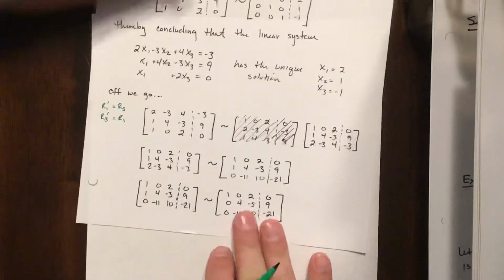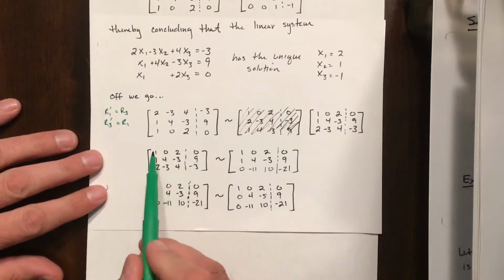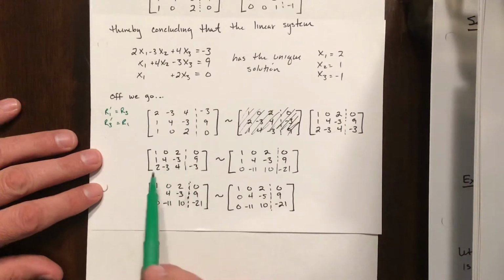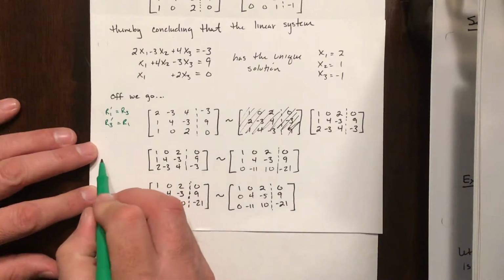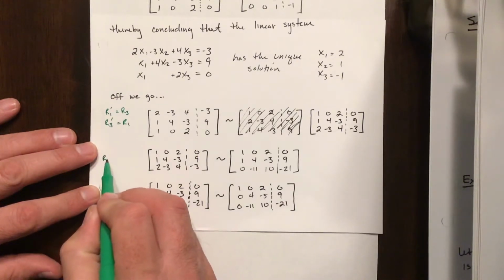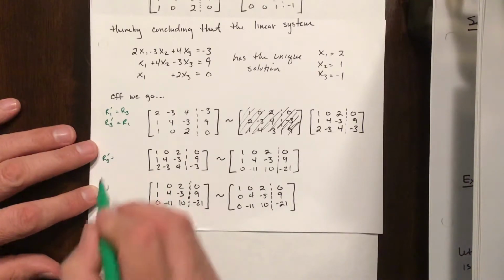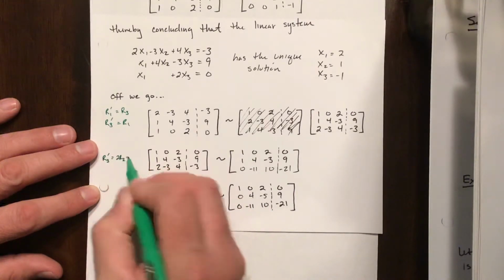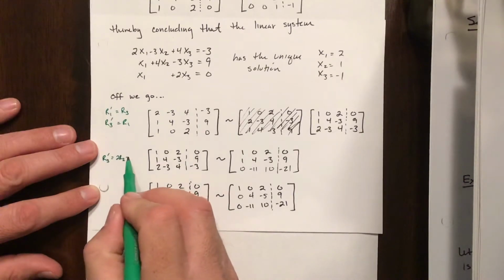Next, what's the next move? Okay, now we flip-flopped rows 1 and 3. So now I'm 1, 0, 2, 0, 1, 4, negative 3, 9, 2, negative 3, 4, and negative 3. Okay, so the next thing is I'm going to say my new row 3, so row 3 prime, is going to be twice row 2 minus row 3.